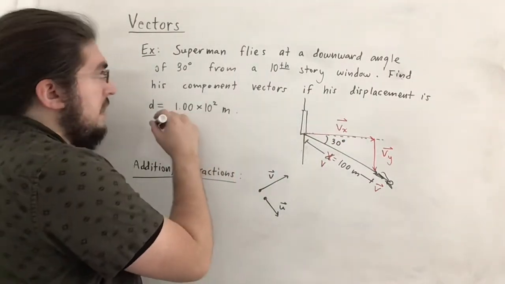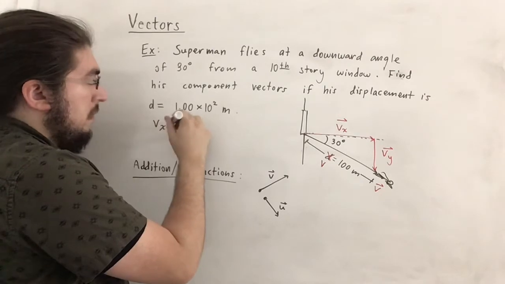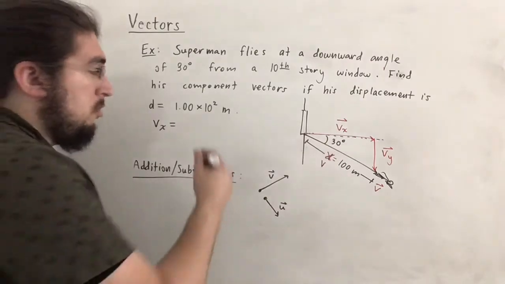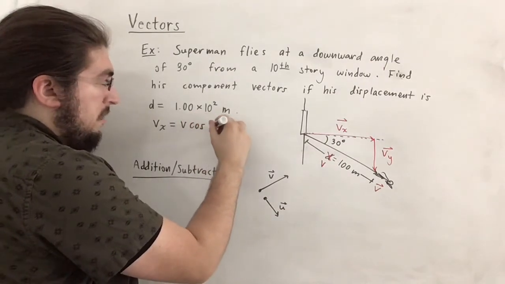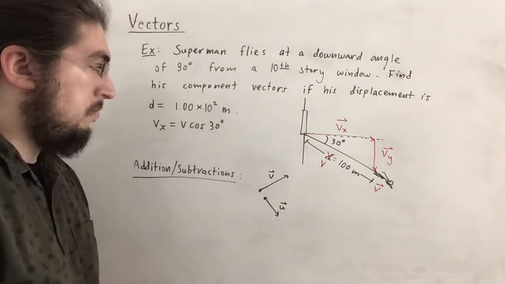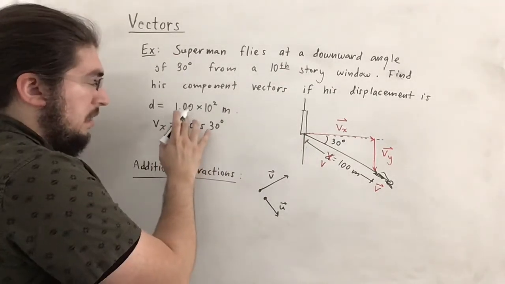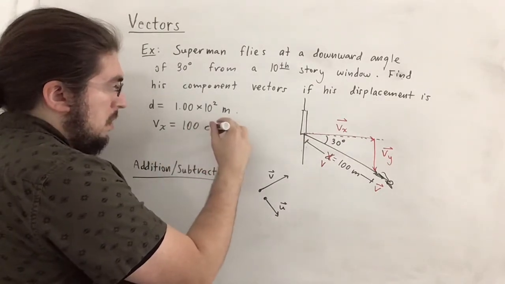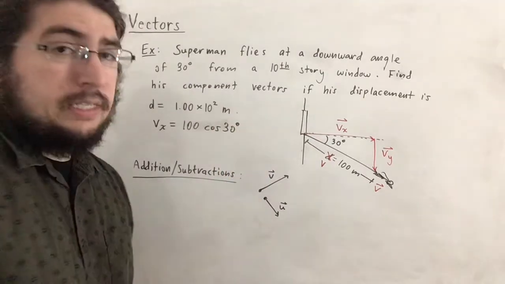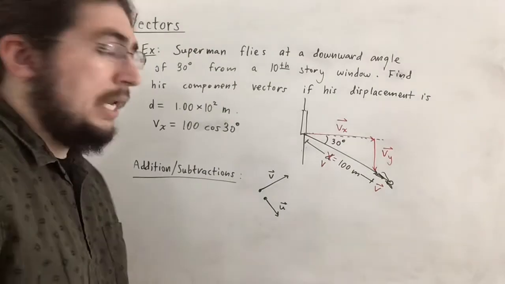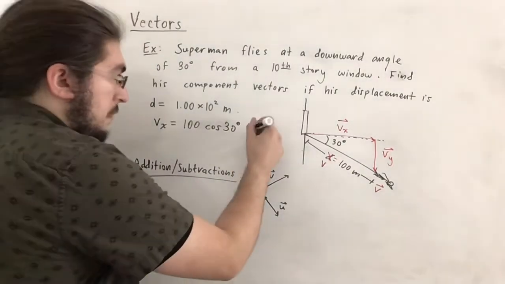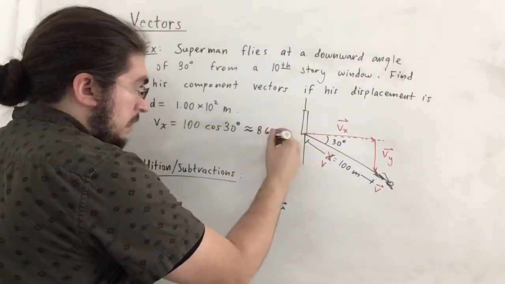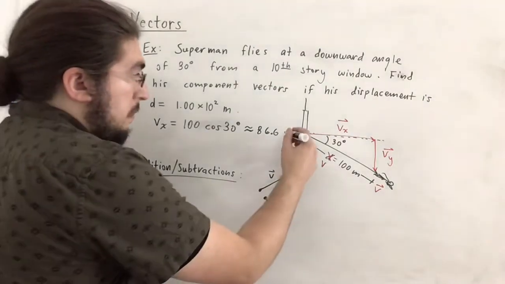Now, Vx is, well, we know the magnitude of Vx at least. The magnitude of Vx will be V times cosine of 30 degrees. So we could just use our calculator here, but notice V is 100. So this is really 100 cosine of 30 degrees. Again, make sure your calculator is in degrees in order to actually compute this, and let's see what we get. All right, so my calculator gave me about 86.6, so approximately 86.6. And this is, of course, in meters because the displacement was given to be 100 meters.